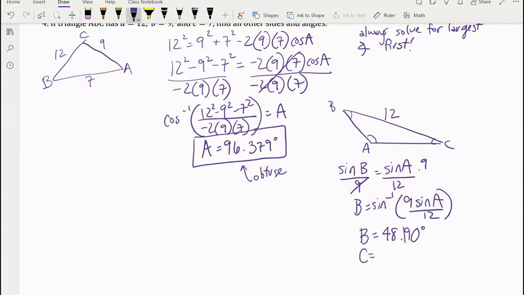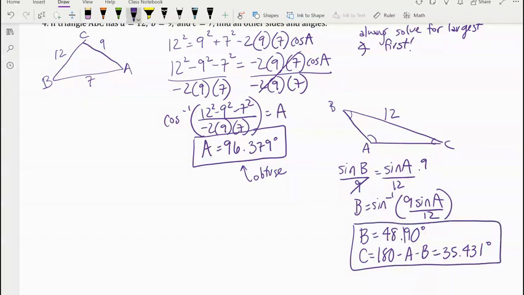And then for C, I can do 180 minus A minus B, and that gives me 35.431 degrees. And then that solves for all three angle measures. So the reason that I want you to solve for the largest angle first is because if we end up with an obtuse angle, we do not end up with the ambiguous case of law of sines. If we have an acute angle, we will end up with the ambiguous case of law of sines.